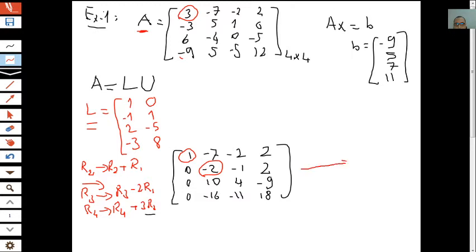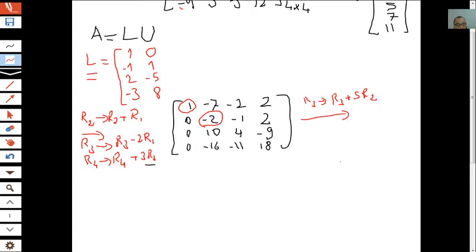So now we can do the row operations. R3, we should get 0 for 10. R3 should be replaced by R3 plus 5R2, and R4 is replaced by R4 minus 8R2.